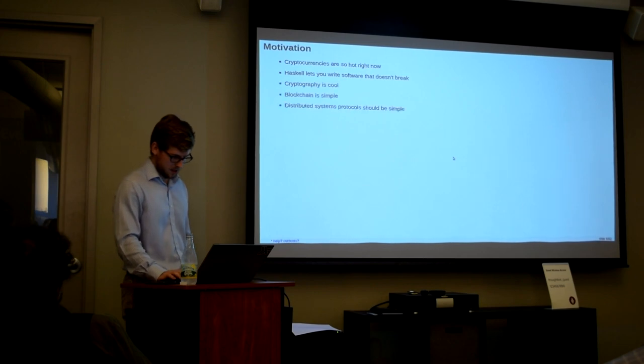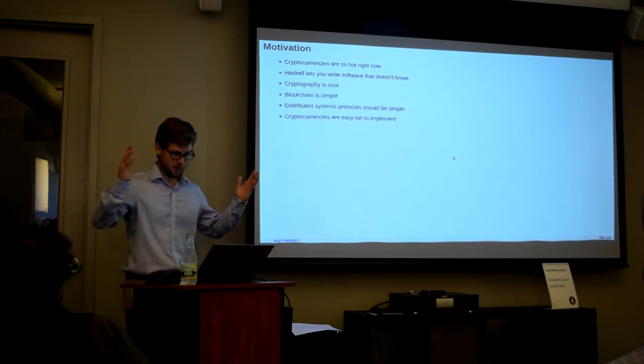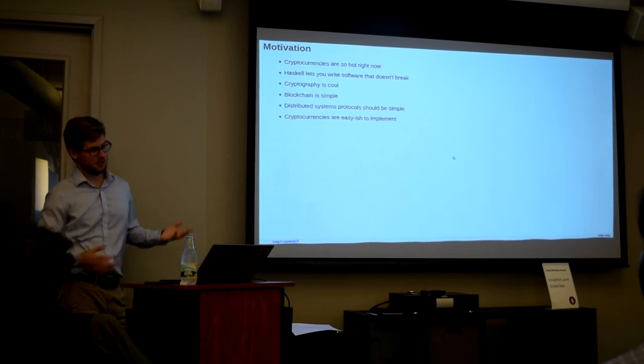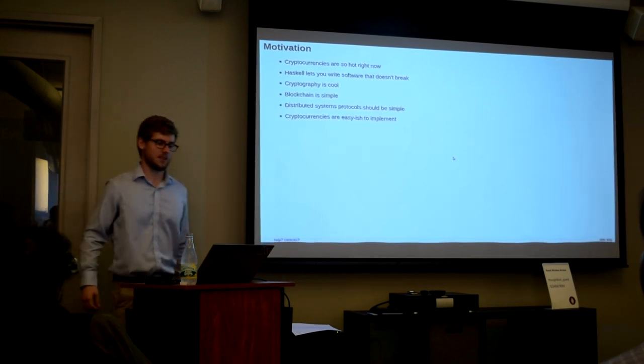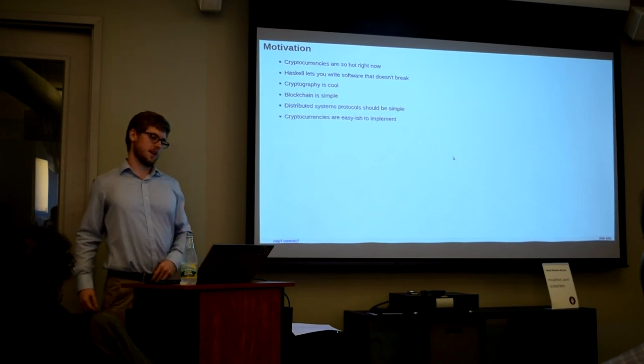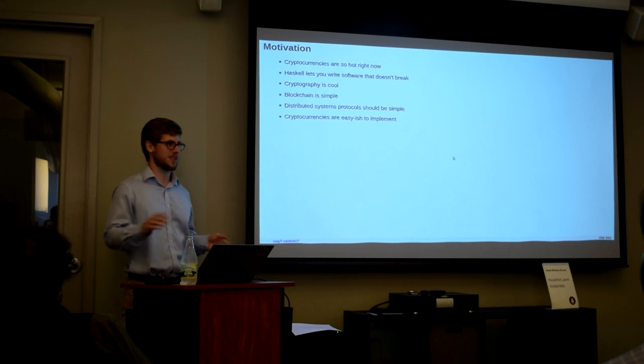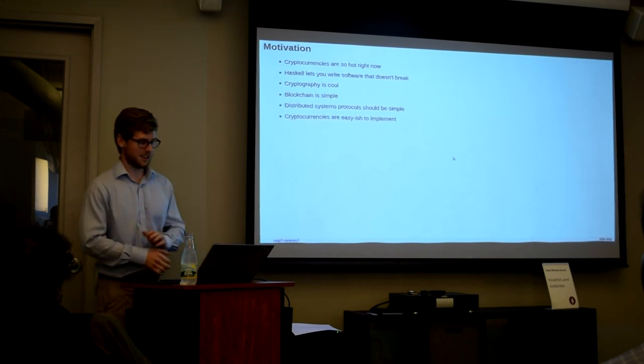So the motivation for this is that people love cryptocurrencies. They're really hot right now. Haskell lets you write software that doesn't break. There's a lot of things I don't have to worry about when I'm using Haskell. Cryptography is cool. Blockchain is a slightly simple idea. I say slightly because, as you'll see later, it's not entirely intuitive.